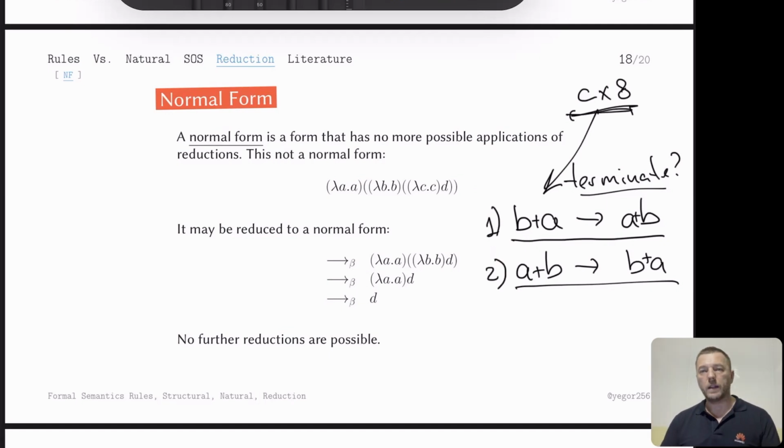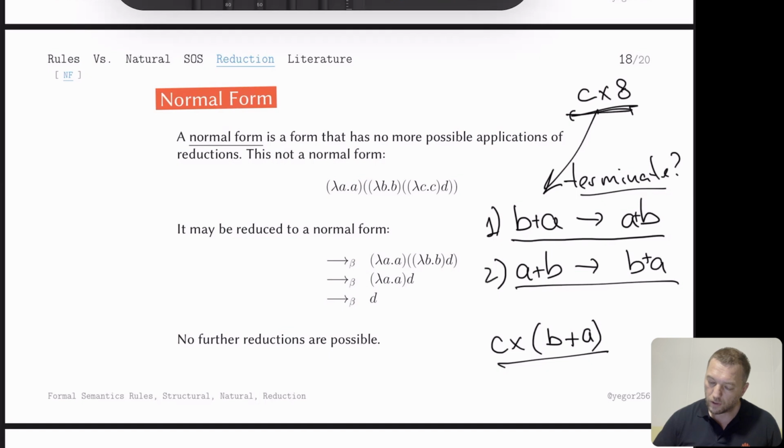Perfect, everything works fine. But I will tell you, look, there is a possibility that I will find you an expression that looks like C multiplied by B plus A. And for this expression, you will not be able to find a normal form. You will just reduce forever. So the question is general: how, by looking at these rules, just by looking at them, without running, without doing the reductions, can you say that for any program they will terminate, or that for some program they will not terminate?